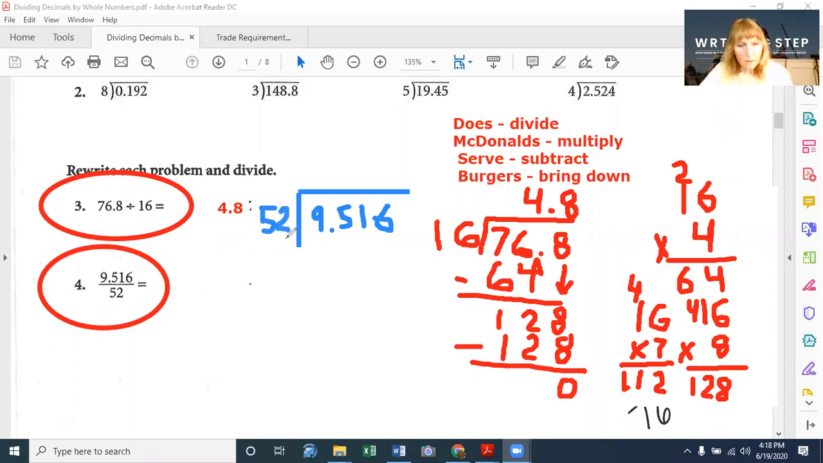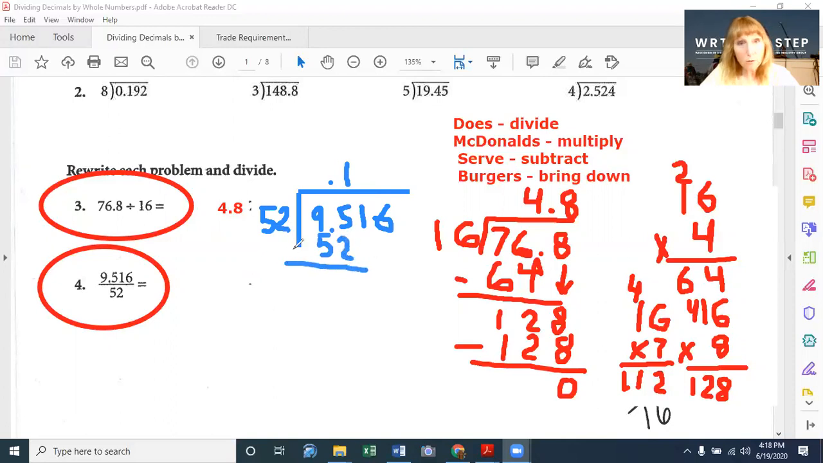So I can't take the 52 into 9, but I can take it into 95. So it's about, if I had two 50s, that would be 100, right? Since I have 52 and 52, that's still going to be over, and we only have 95 here. So we know it's going to be a 1. And I'm just going to go ahead and put that decimal in right away because I see it there. So 1 times 52, the multiply part, is 52.